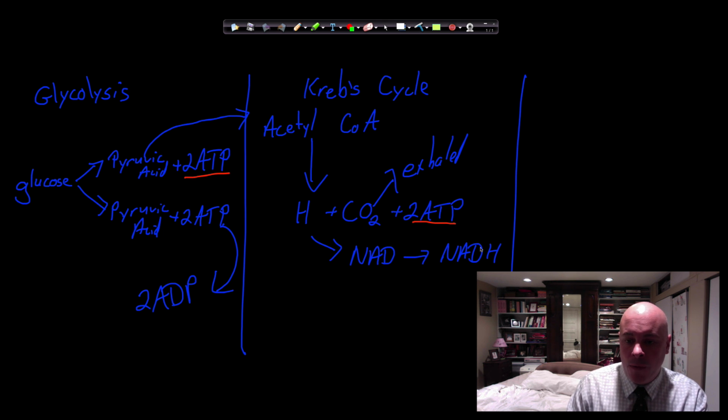So now, what will happen is this carrier molecule is going to carry this hydrogen over to the next step in the mitochondria, which is known as the electron transport chain.